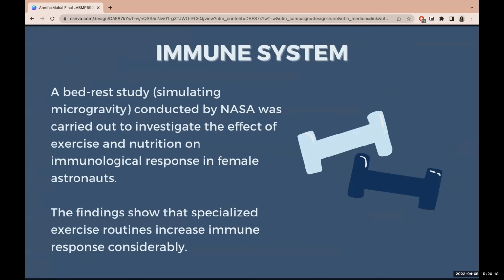So next one, looking at the immune system, the issue I'll be addressing is that female astronauts show stronger immune responses compared to their male astronaut counterparts, and therefore manifest a higher rate of autoimmune diseases. A bed rest study that simulated microgravity, conducted by NASA, was carried out to investigate the effect exercise and nutrition have on immunological responses in female astronauts. These findings did show that specialized exercise routines increase immune response considerably.